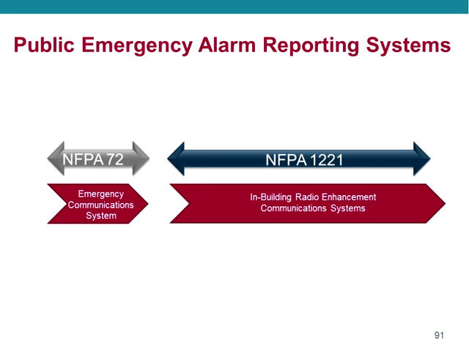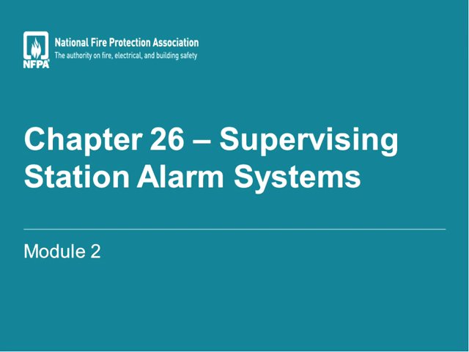Again, 1221 covers the Building Radio Enhancement Communication System and the Communications Center. So that, again, for the 3rd time, I just want to make sure everybody's aware of this. That's not covered by NFPA 72 anymore. All of the committees changed it.